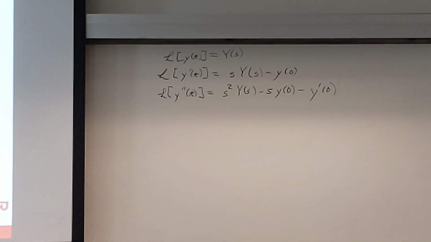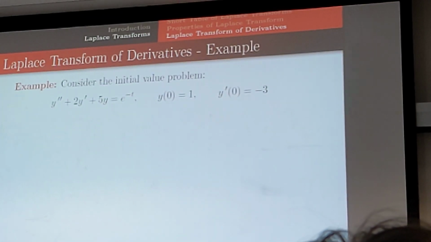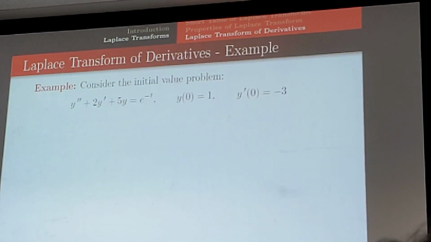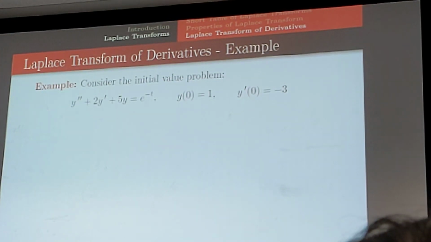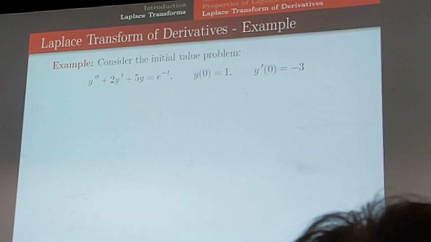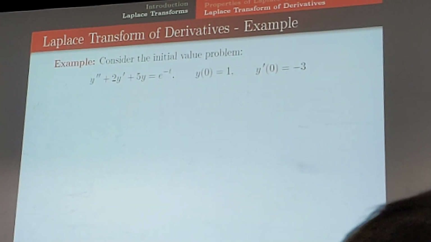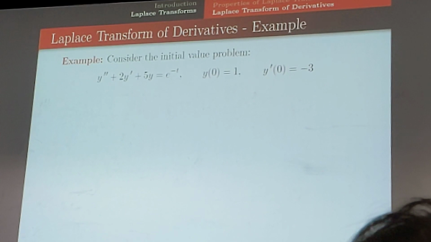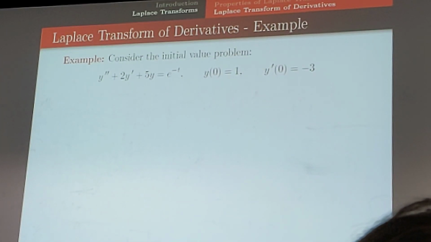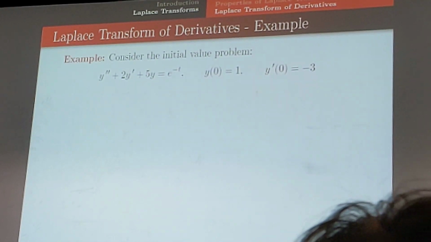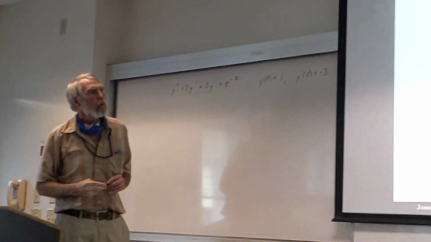So I'm going to write the problem down here, and then I'll put the table back up. So here's my initial value problem. All of the Laplace transform problems will be initial value problems. So we're looking at y double prime plus 2y prime plus 5y is equal to e to the minus t. And we've got y at 0 is equal to 1, and y prime at 0 is equal to minus 3. So there is the problem we're working with.